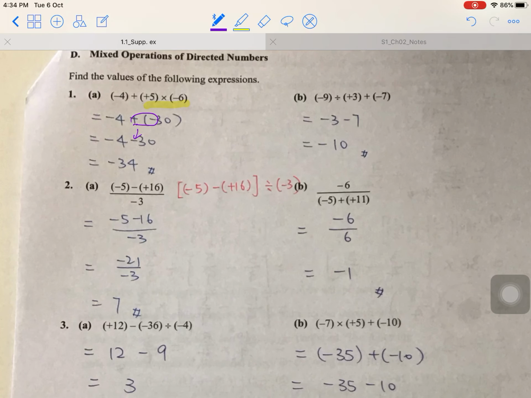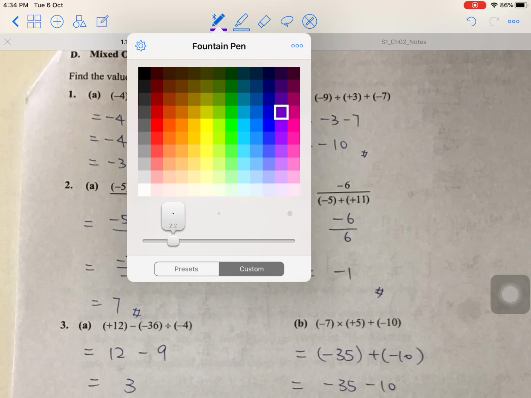I want to talk about question 2. Question 2, actually 2A and 2B. It is a fraction, right? So it is a big fraction. The numerator and the denominator, you will have more than one number, okay? So look at 2A first. 2A, the numerator 分子啦, you will have -5 minus +16.